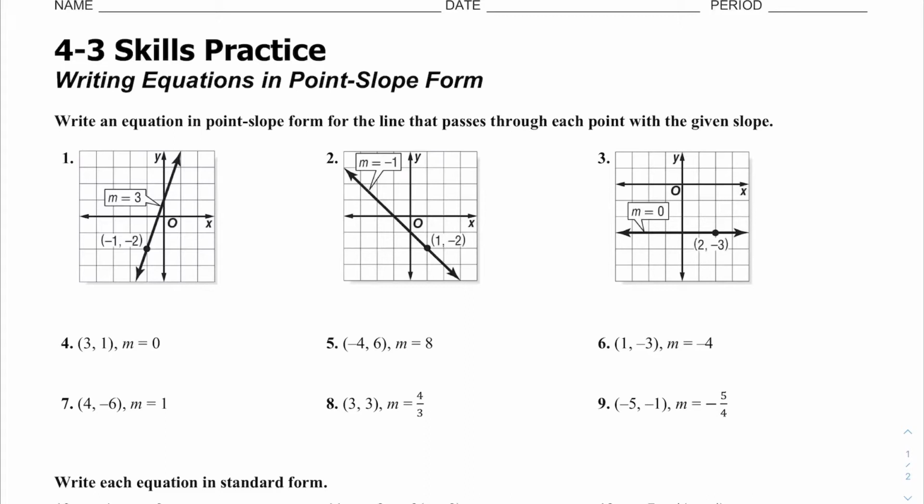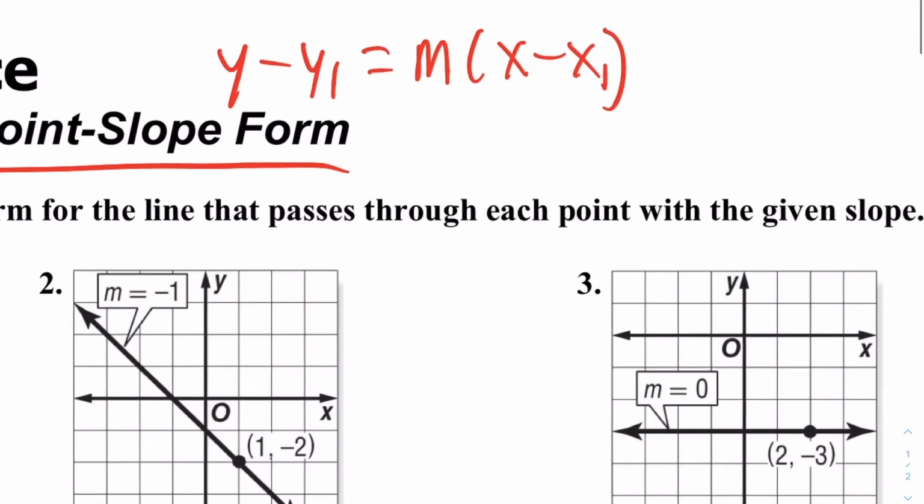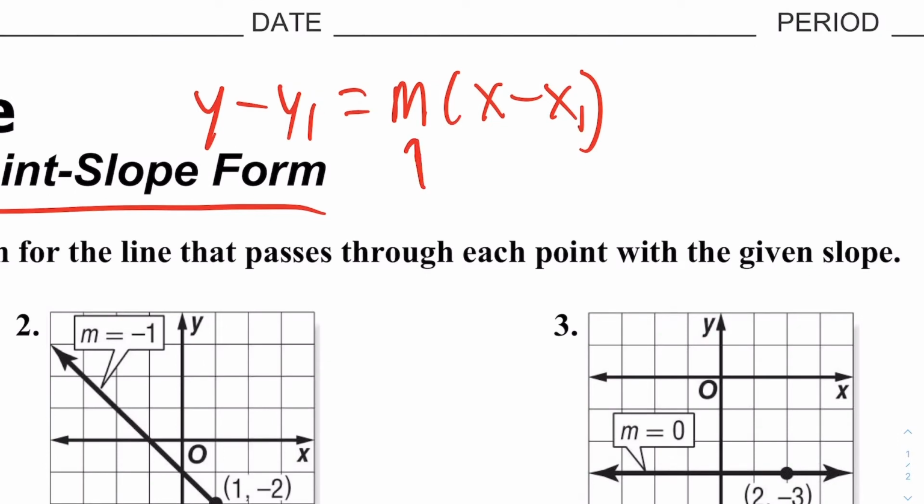Hello everyone, in this video we're going to practice writing equations in point-slope form. Point-slope form looks like this: y minus y1 equals m times x minus x1. We need to fill in m, y1, and x1. Anything that I'm writing, make sure that you are also writing in your notes.